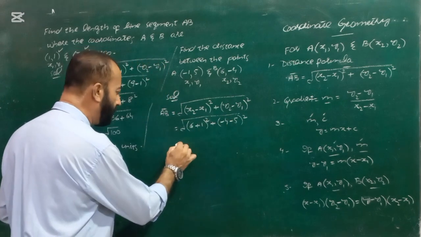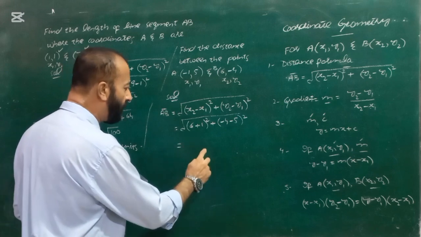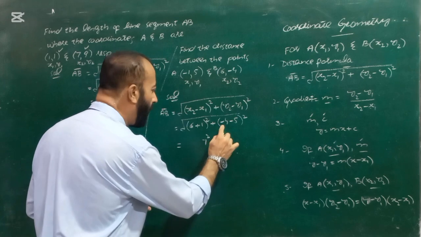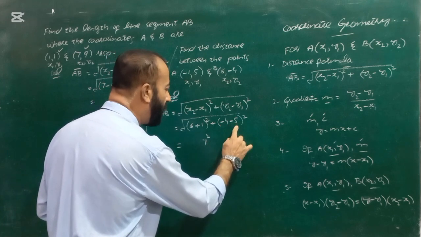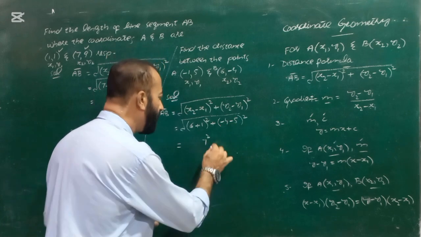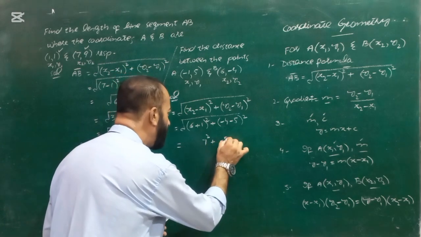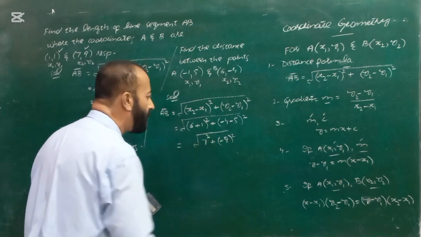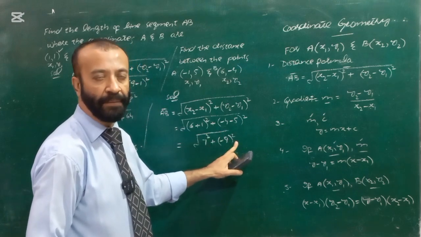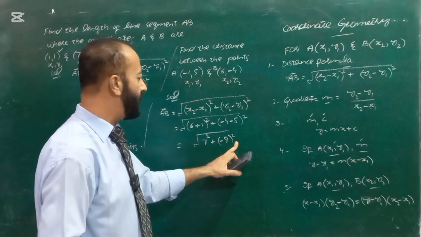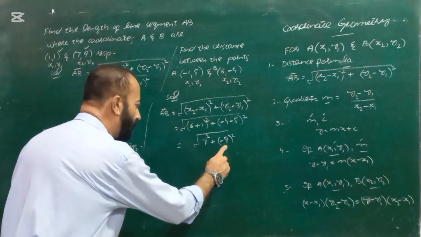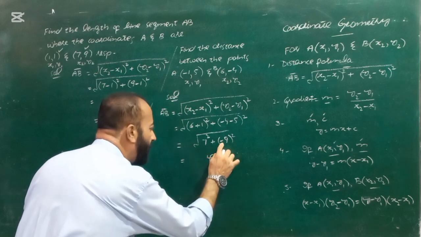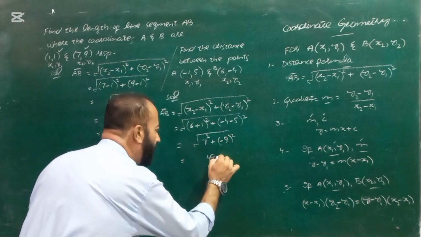Here you can see, from here 6 plus 1 is 7. So 7 square, and minus 4 minus 5 will make minus 9. So minus 9 square, and this square root is still there. If the power is even, for example 2, 4, 6, 8 and so on, the minus sign will be absorbed. So 7 square is 49, and this minus sign will be absorbed, and 9 square will be 81.